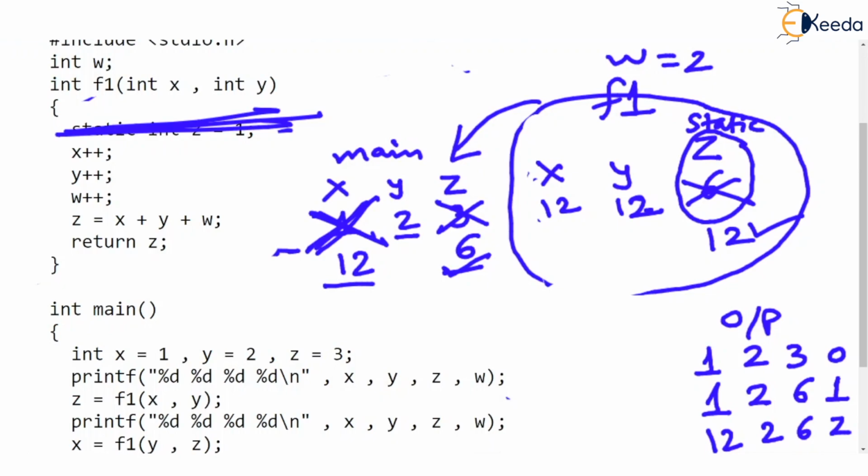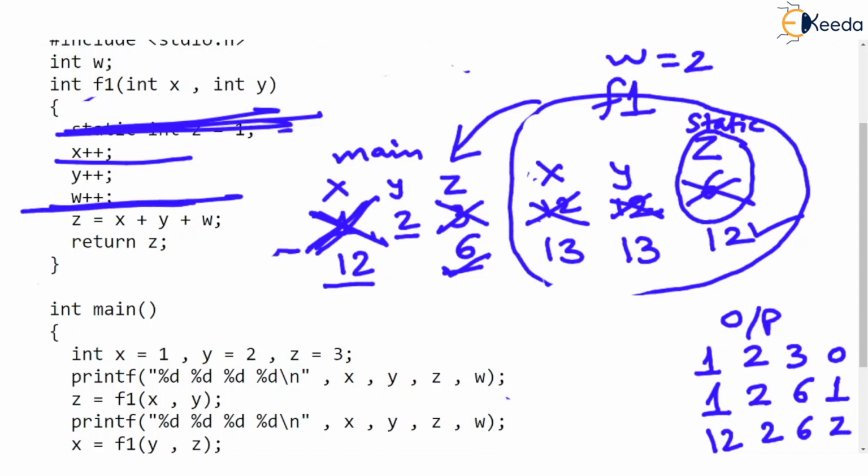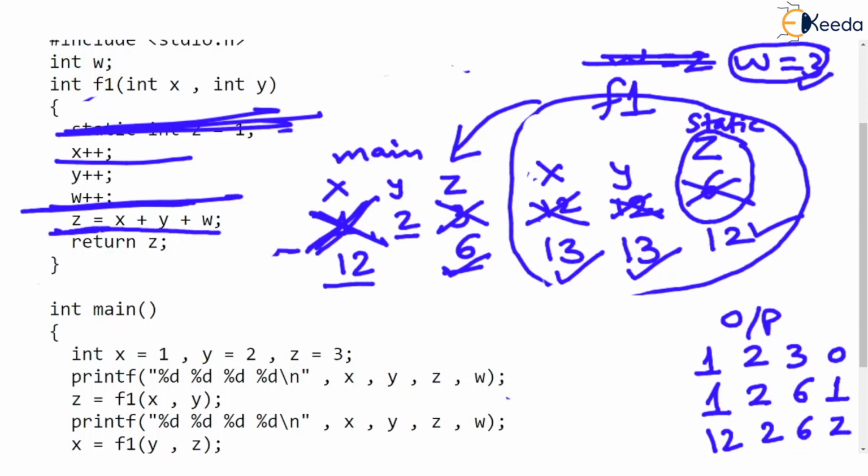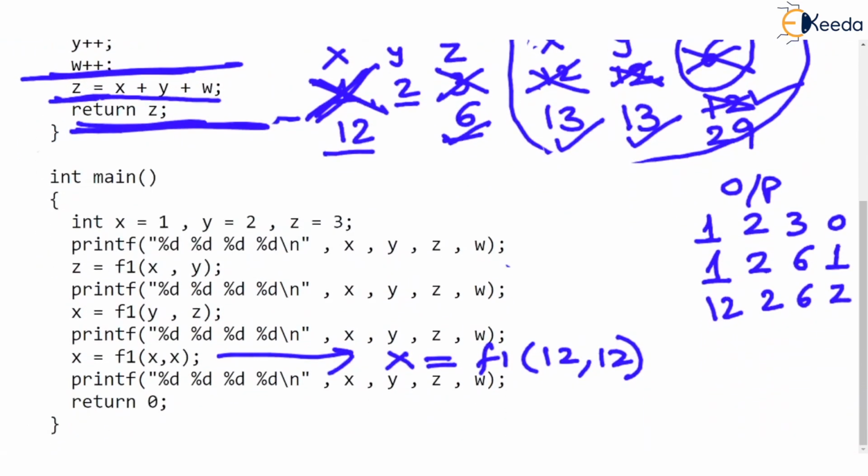Now X plus plus will make local X of F1 13, Y plus plus will make local Y of F1 13, then W plus plus will make global W equal to 3, global W is made 3, and then Z, which is static Z of F1, will become 13 plus 13 plus 3. So that's 26 plus 3, it will become 29. And we are returning Z, last line of the function. So 29 will be returned back at the call, and 29 will be saved by X. So X of main becomes 29.